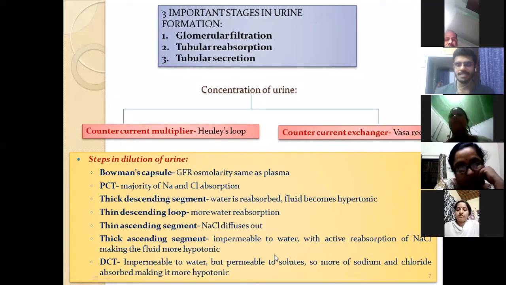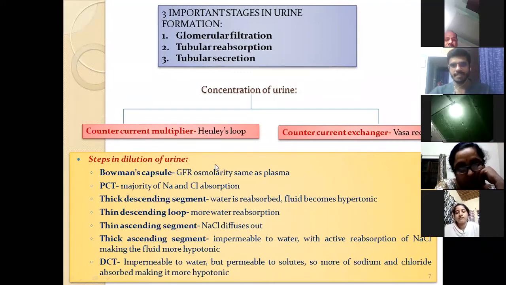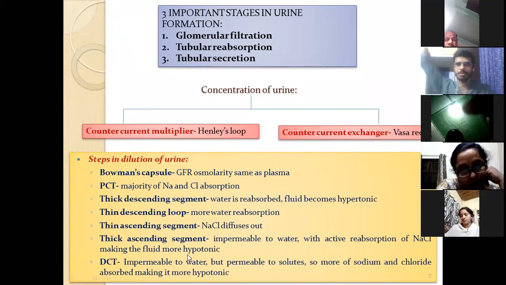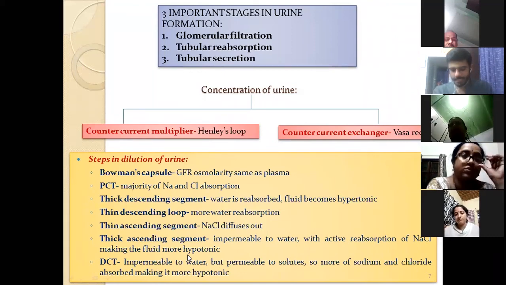As a result of which the end urine that is excreted out is hypotonic. Hypotonic. So see the difference. When it was filtered, it was isotonic. Tonicity was same as that of plasma, isn't it? Then it became hypertonic because of concentration. Then it became hypotonic. Eventually the urine which is excreted is hypotonic. Please remember, this has been asked. Urine excreted in the final excretion stage is hypotonic.